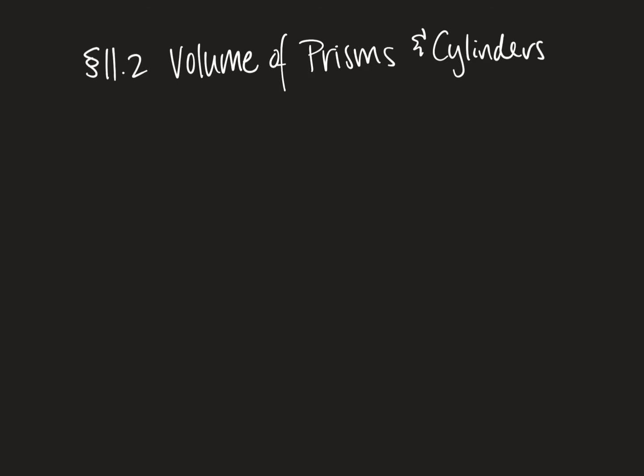So talking about volume of prisms and cylinders, the first thing that we want to note is that generally the volume formula is given by the area of the base. So this big B means find the area of your base and then multiply it by the height. So regardless of whether I am a prism or a cylinder, the formula still stays the same.